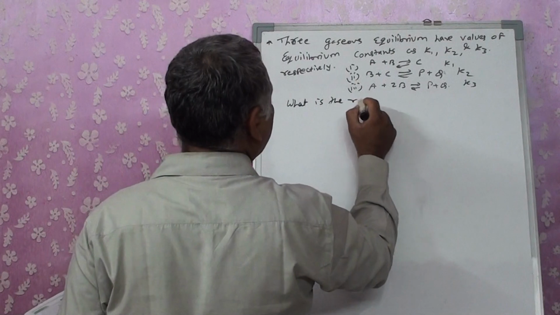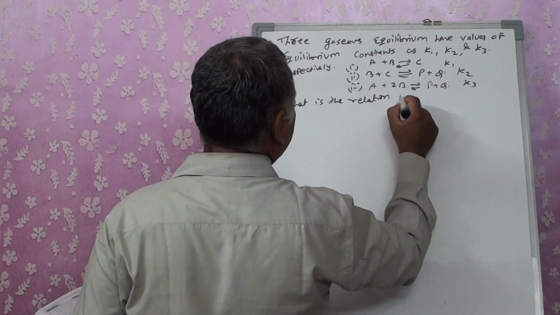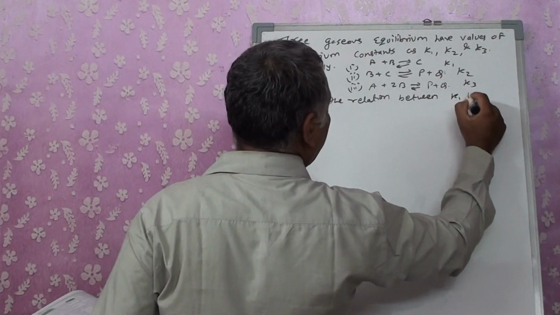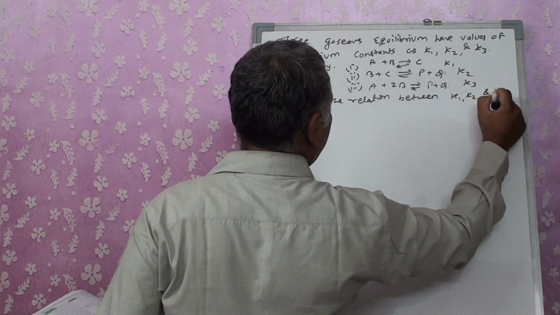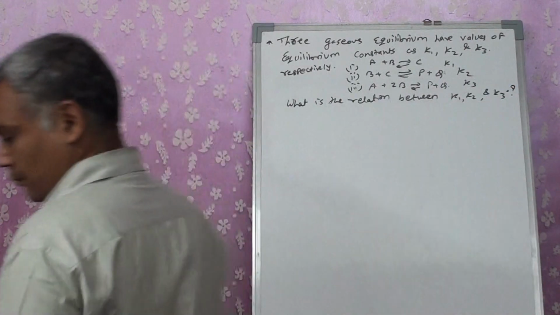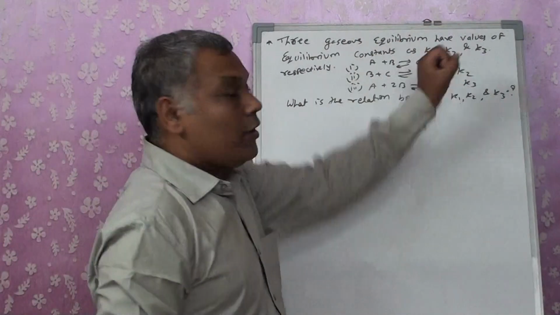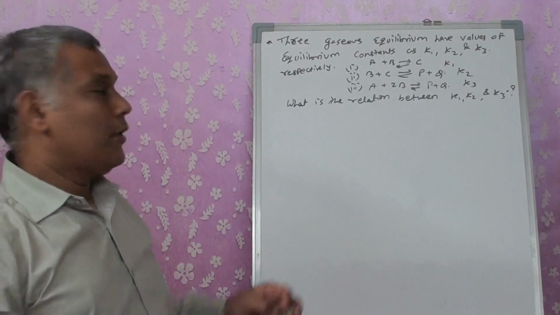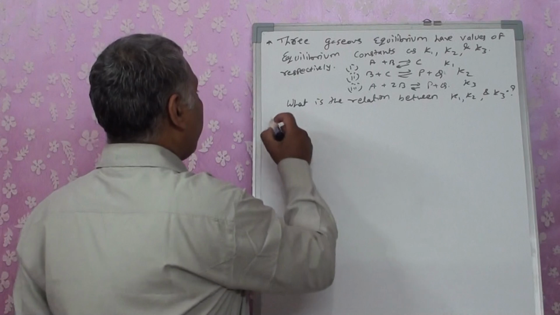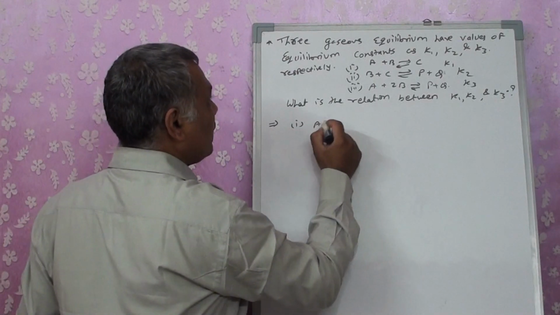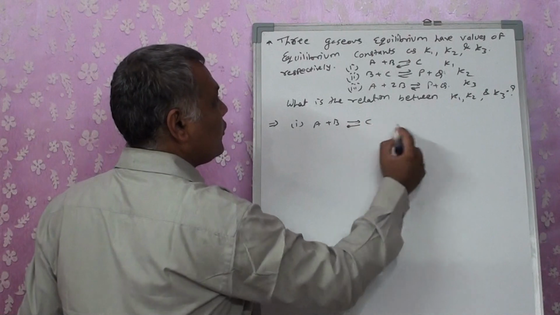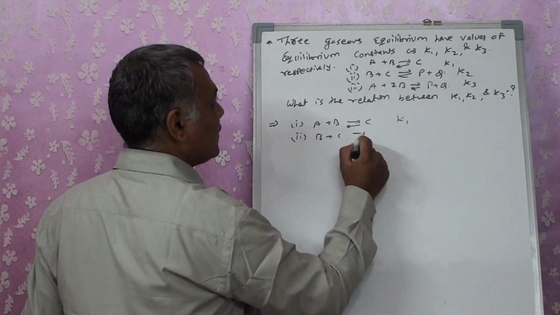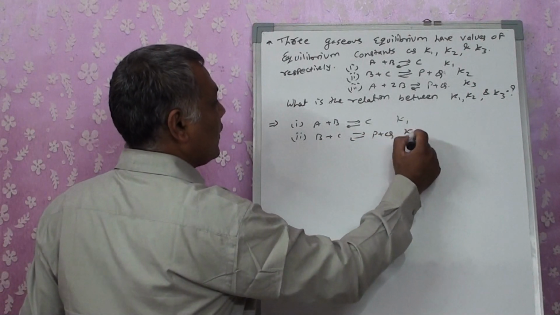What is the relation between K1, K2 and K3? Now see, the three reactions are given to me. First of all, if I am able to understand the relation between them, then I would be able to get it. The first reaction is A plus B gets converted into C, that is K1. B plus C is converted into P plus Q, that is equal to K2.